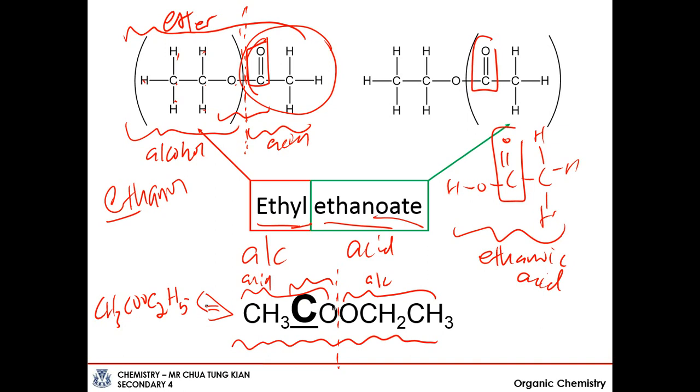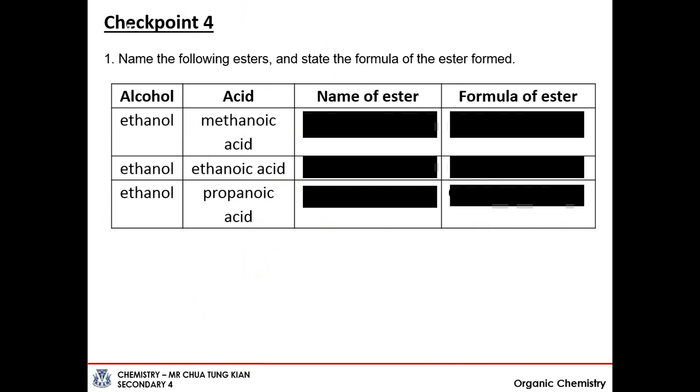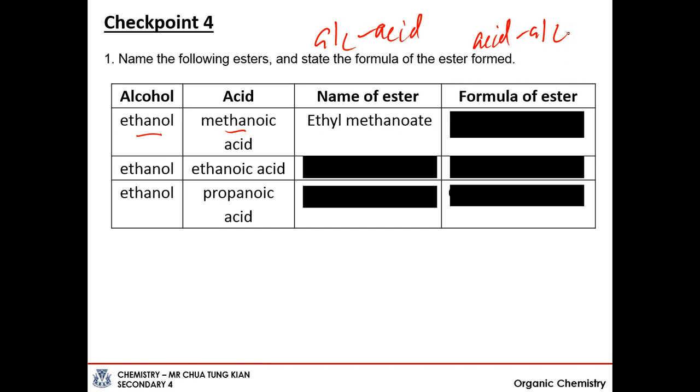Okay, checkpoint 4, first question actually helps you revise a little bit more on naming the ester properly. So let's move on to checkpoint 4. You can pause the video now to attempt checkpoint 4, continue when you are done. So the first compound for checkpoint 4 here, you have the alcohol and you have the acid. So remember naming alcohol is in front, acid is behind. When you write the formula, the acid is in front, the alcohol is behind. So the first one is ethyl methanoate.